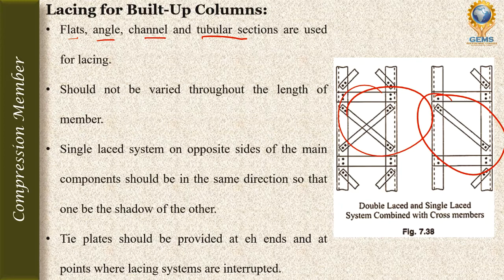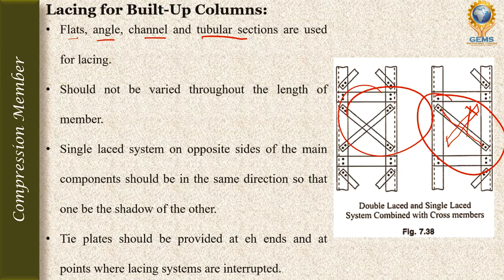Third point, the single lacing system on opposite sides of the main component should be in the same direction, so that one will be the shadow of the other. So if you are using the single lacing system in this direction as shown in the diagram, the opposite side also you will use this direction. On the opposite side you can't go like this. Opposite also you have to go in the same direction.